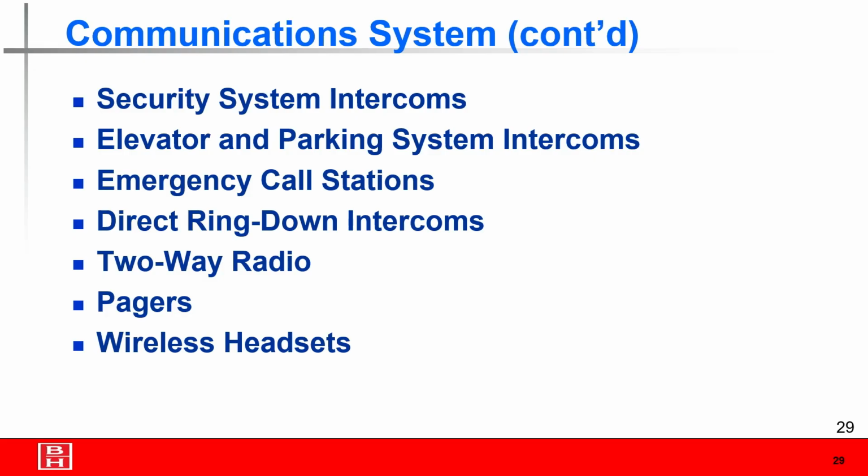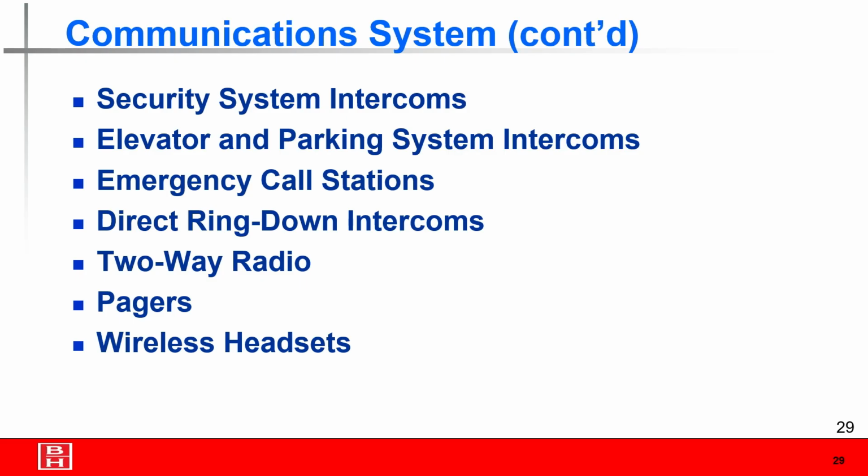Security system intercoms provide a convenient way for visitors to gain information or access at remote doors. Again, having the intercom system, elevator and parking intercoms. Again, if there's someone stuck in the elevator, they're able to communicate. Emergency call stations are equipped throughout the campus, so people know where to go if they have a problem. They press the button, there's someone always there.